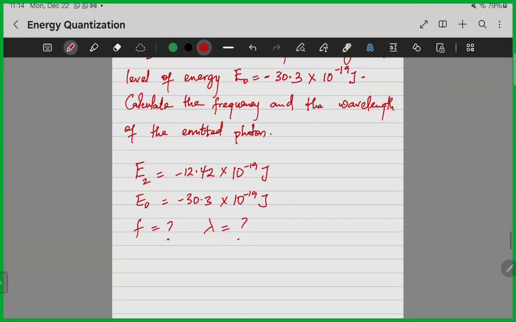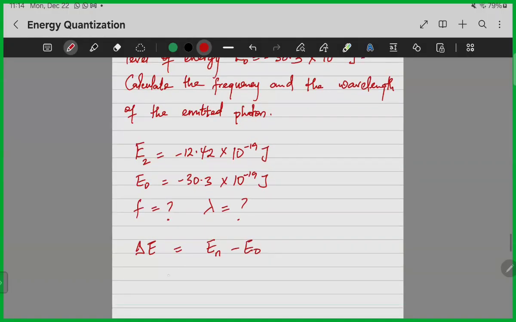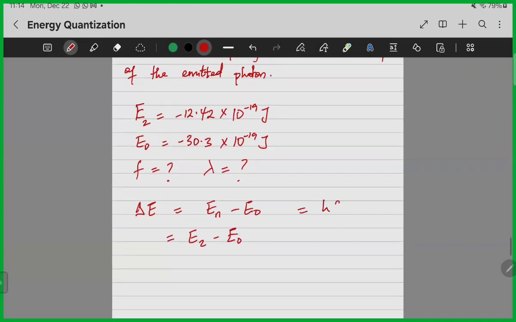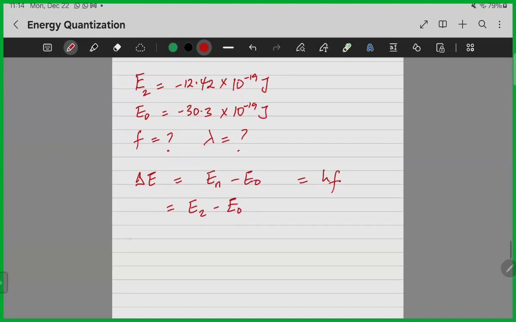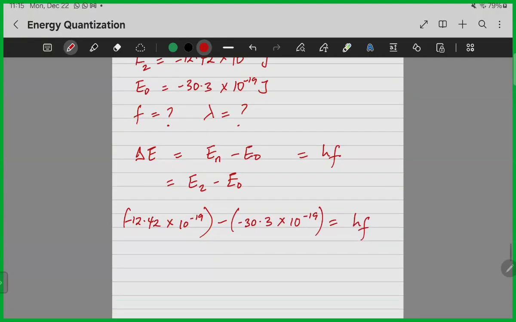So now what we'll simply do is find the change in energy. We know that change in energy is the higher energy level minus the lower one, so E2 minus E naught, and we know that this is also equal to HF. So let's do that first. E2 minus E naught: minus 12.42 times 10 raised to the minus 19 minus minus 30.3 times 10 raised to the minus 19 will give us HF. We already know our H constant from before. So let's do this subtraction. If we do the subtraction, we're going to have 17.88 times 10 raised to the minus 19 equal to HF.